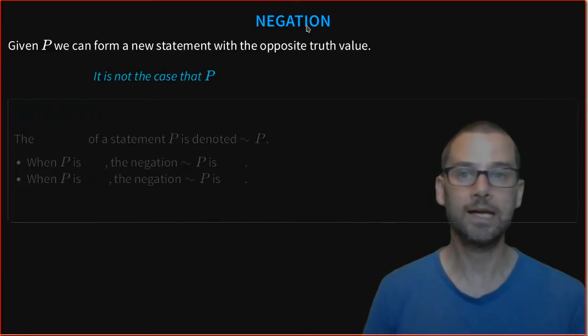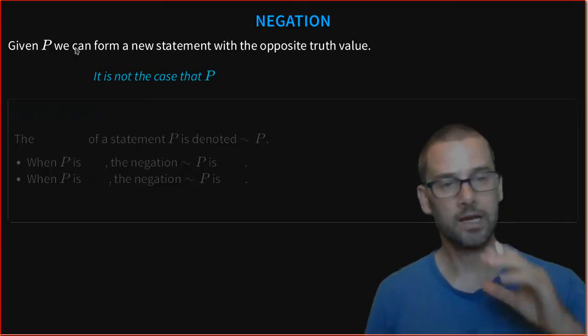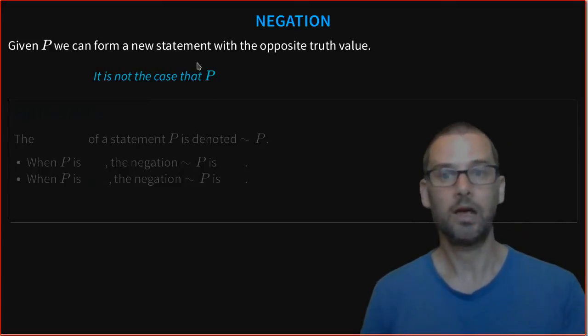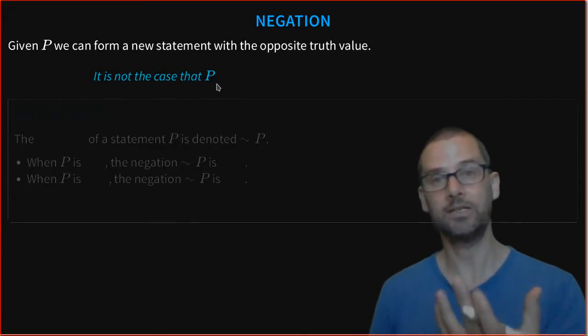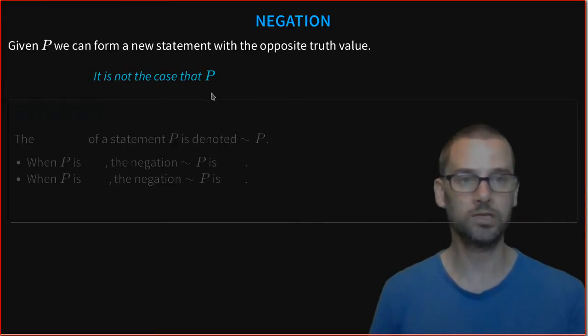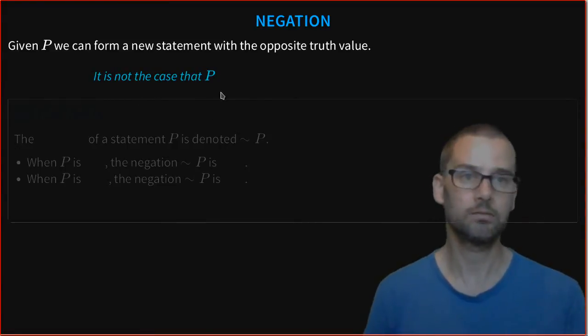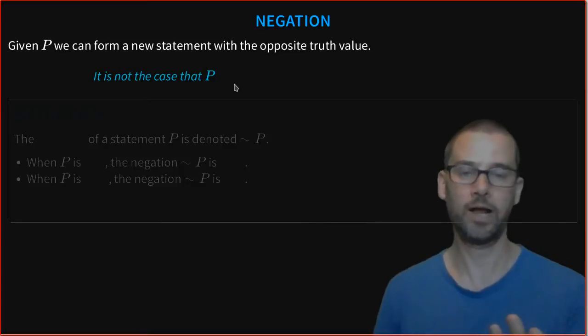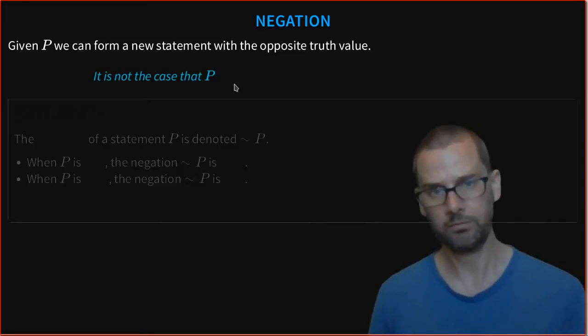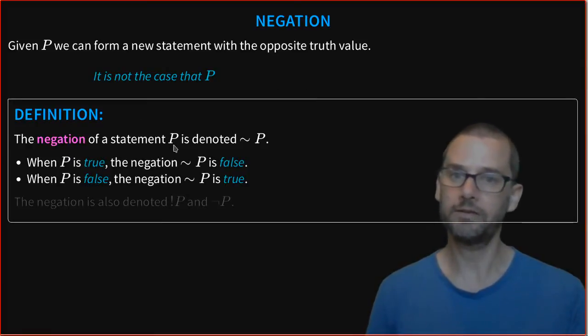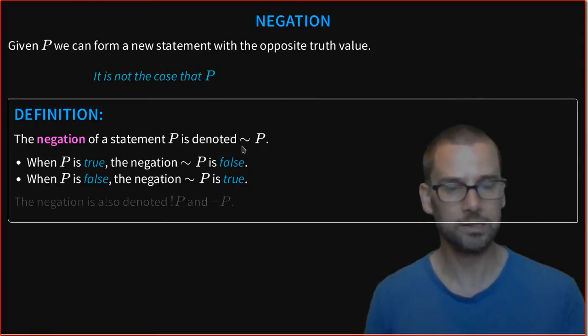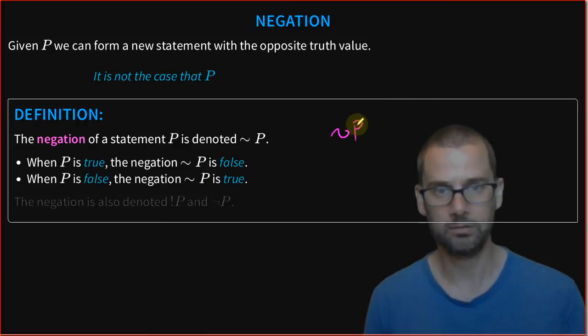Okay? So the negation of a statement is taking an original statement, say P, and forming a new statement with the opposite truth value. So it is not the case that P. So for example, the statement, it is Tuesday, we can always form a new statement from that, it is not the case that it is Tuesday. Slightly more naturally, it is not Tuesday. Okay, so this is the negation of a statement. So the negation of a statement P is denoted by this little tilde, this little squiggle P. Okay, so just squiggle P.